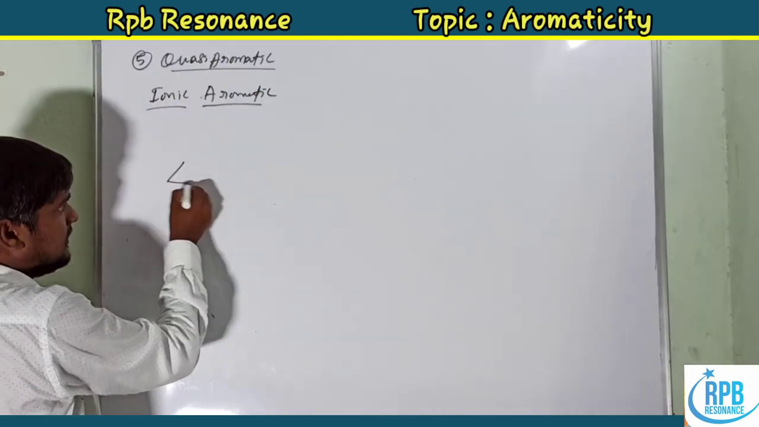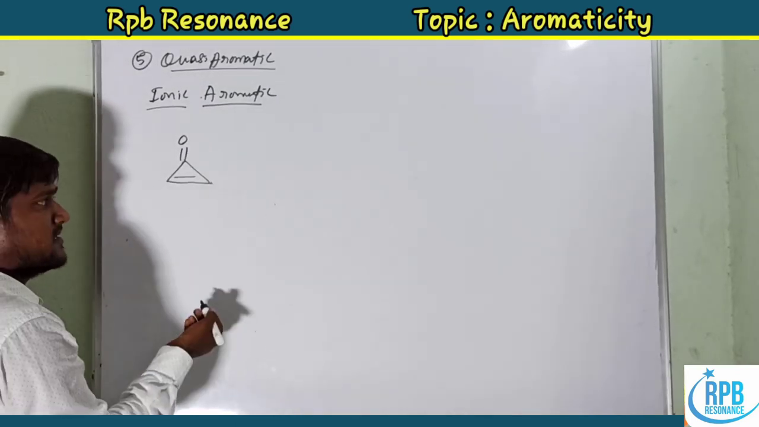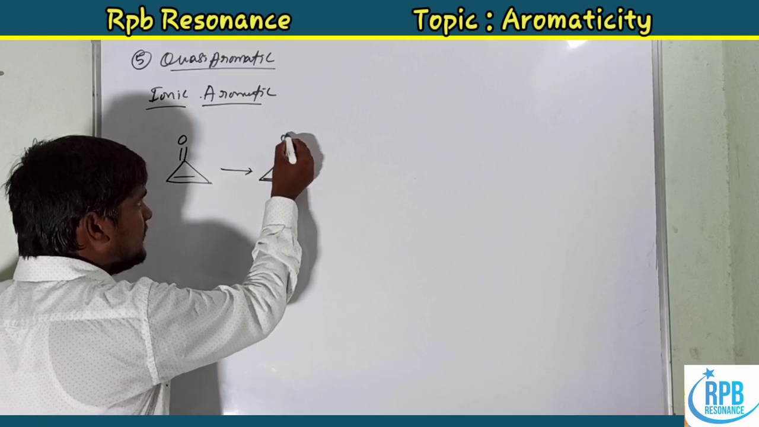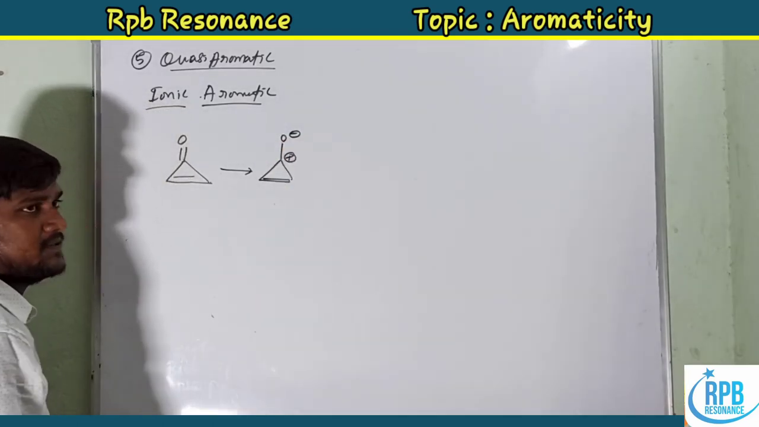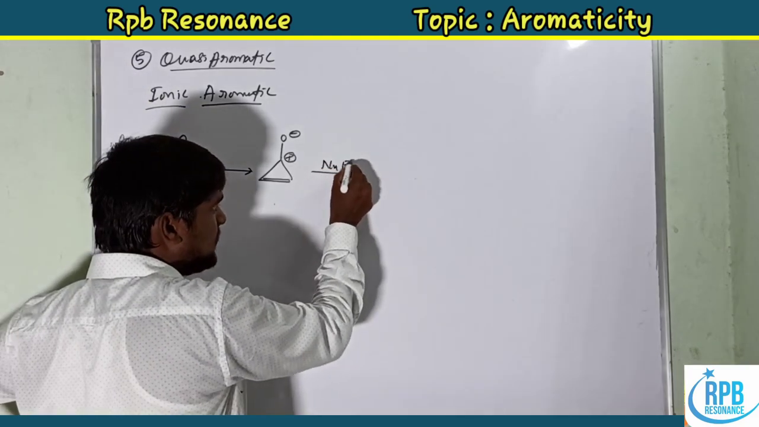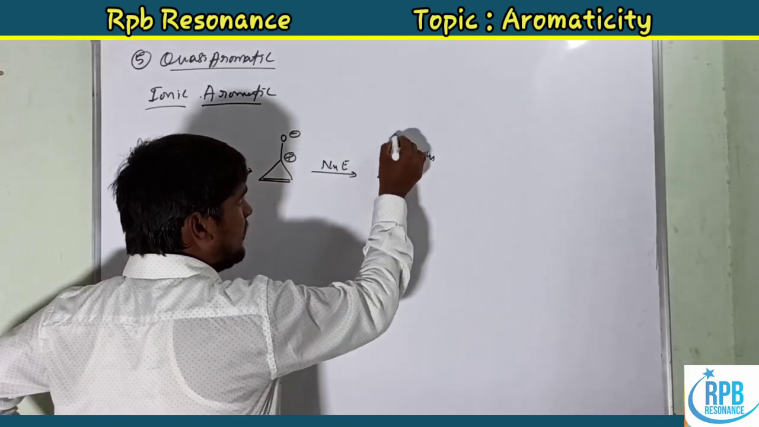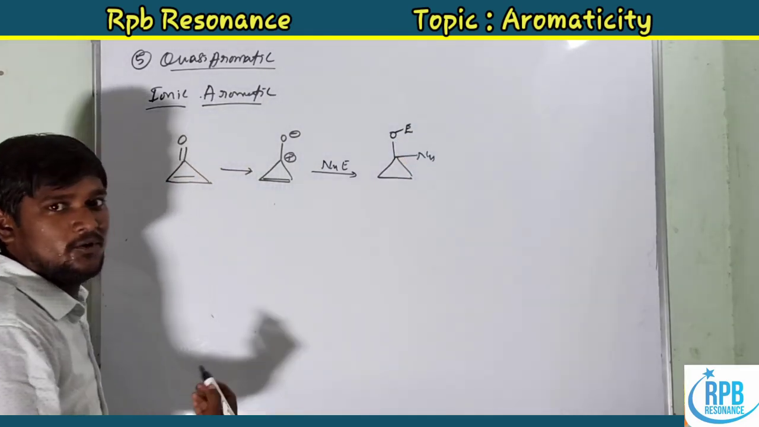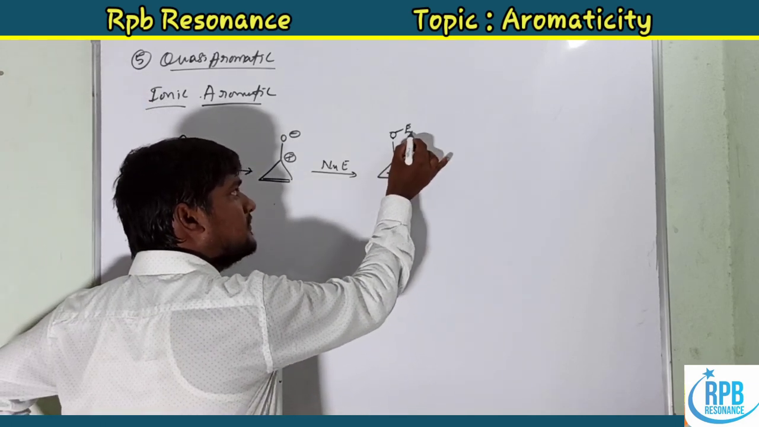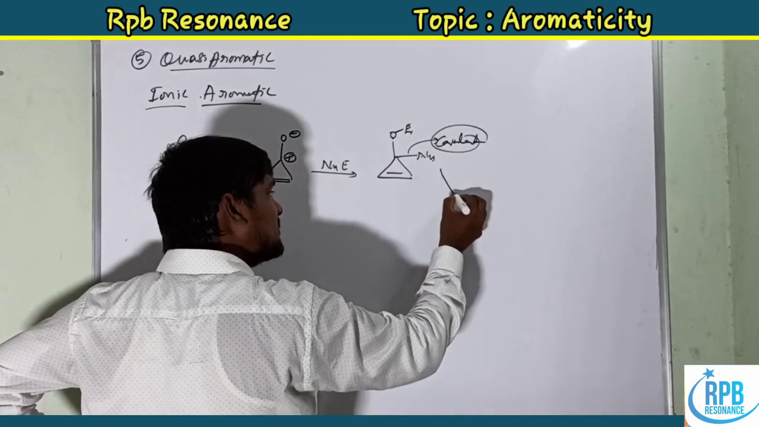Now here it is the cyclopropanone system. Cyclopropanone, that means a ketone functionality is there. So cyclopropanone will dissociate like this, partially charged, positive over there, negative on the carbon. Whenever it is treated with a nucleophile followed by an electrophile, the nucleophile attacks over there, and the electrophile attacks the more electronegative center. So this is the carbon nucleophile, oxygen electrophile. This is a covalent bond.